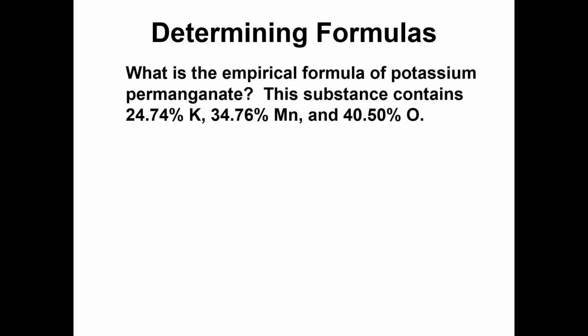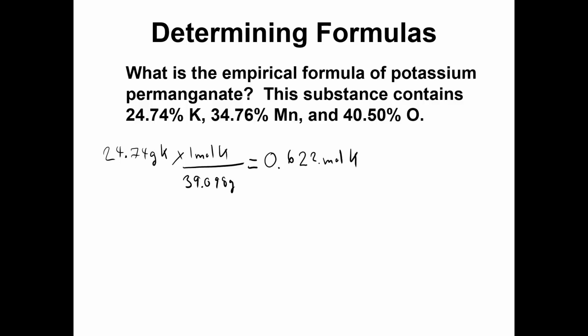All right. So then what we do is we take the grams of each of these, right? So we take the 24.74 grams of potassium times 1 mole of potassium divided by 39.098 grams. That gives me 0.622 moles of potassium. I do this with manganese now.